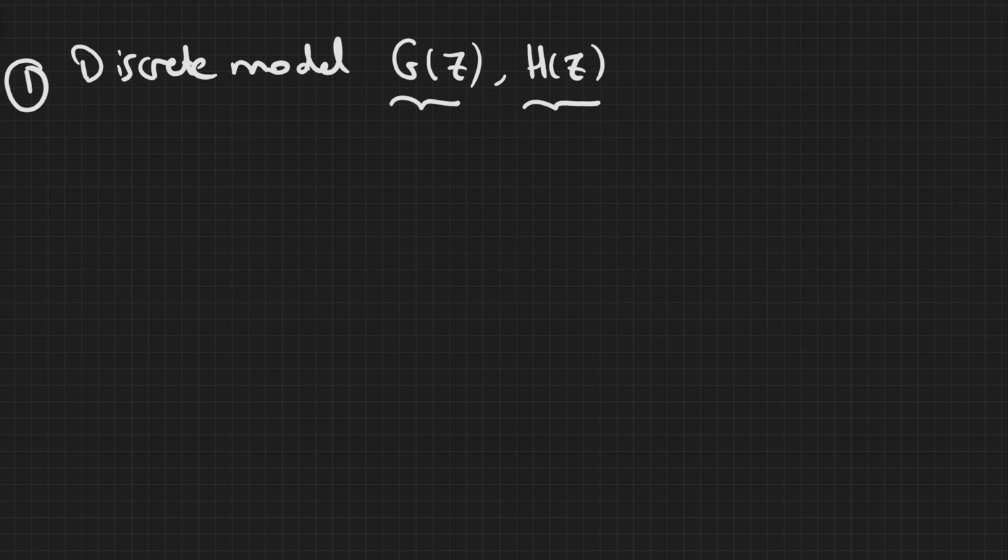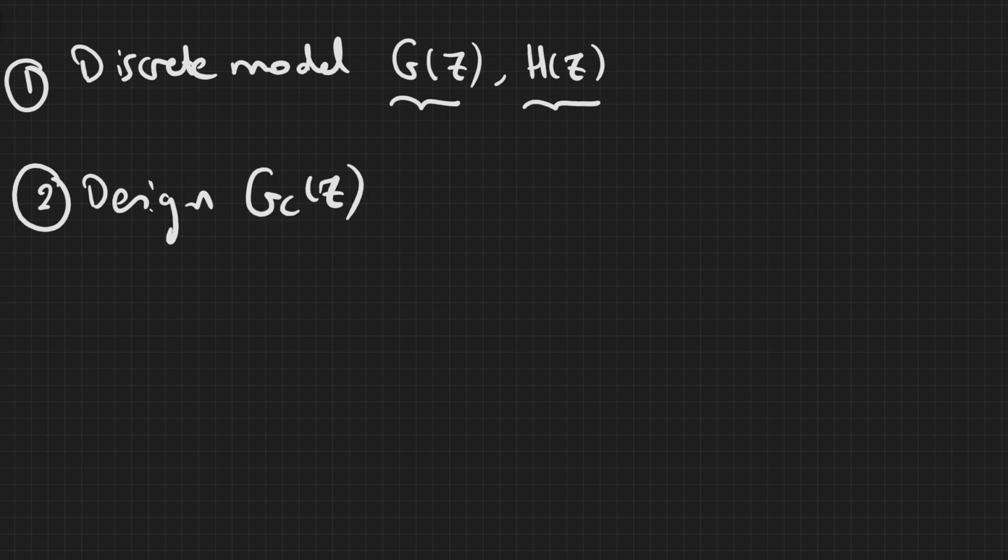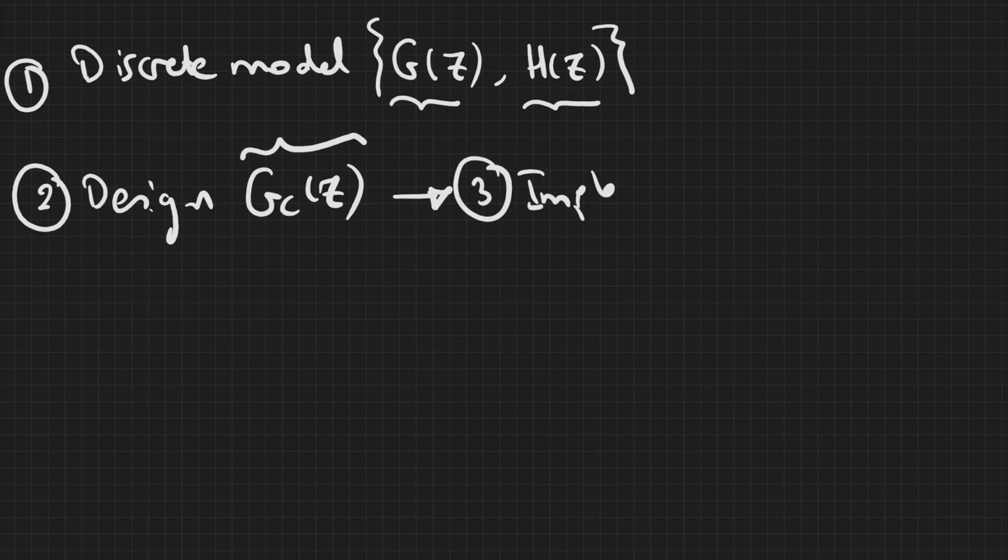That's the first step, and then we design our digital controller in the Z domain right away. So in this strategy, we are not designing the controller in the S domain as we did in the previous method, but we design our controller in the Z domain right away, starting from discrete models of our plant and our sensor. And then after we design, we can go to the third step and just implement our discrete controller.